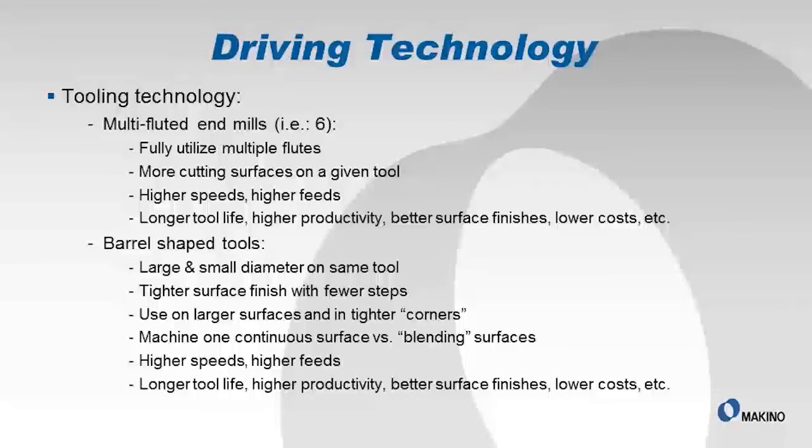Because there's the larger and smaller radius on that tool, that helps us to machine one continuous surface and reduce any kind of blending issues, because the larger radius can maintain the open areas of the part, and because of the smaller radius on the tip of the tool, we can actually go into the corners and machine those areas with one tool instead of having to change them out and try to match the blending. With the barrel-shaped tools, we also have multi-flute technology in it, again giving us higher speeds, higher feeds. With that, it gives us longer tool life, higher productivity, better surface finish at a lower cost.